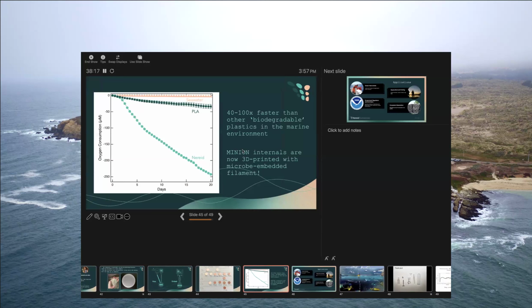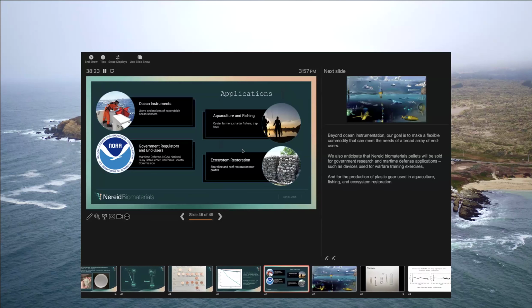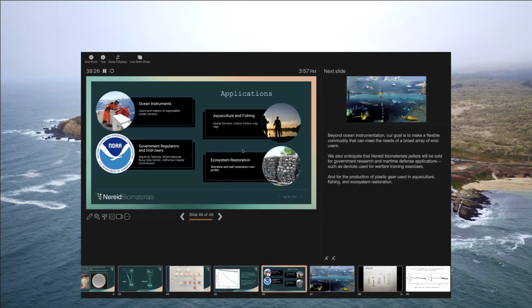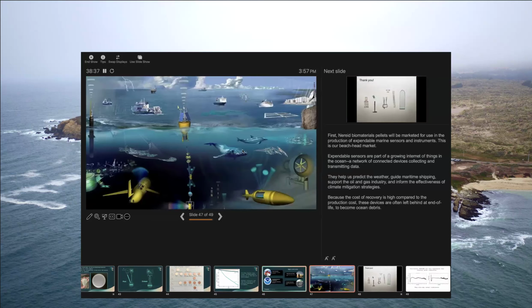And now we're able to make our minion internals fully with that microbe embedded filament, but we're hoping to also work with other potential stakeholders: other ocean instrument manufacturers, aquaculture and fishing, ecosystem restoration, and government and regulators. And really, I'm hoping that it can contribute to what I see as a growing ocean of things that could benefit from having understanding and maybe increased adoption of biodegradable materials within them.